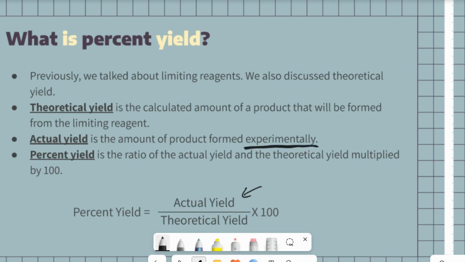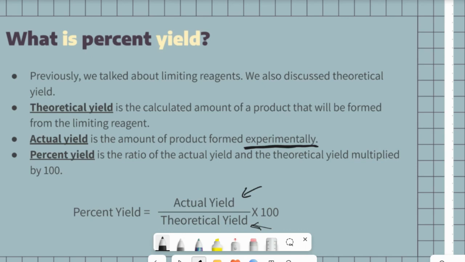The other is the theoretical yield. The theoretical yield is calculated using math and it's determined by how much reactant you have. If you have a certain amount of reactant, you can figure out I should end up with this much product. That expected amount of product is your theoretical yield. So the calculation for percent yield is relatively simple. Percent yield is the actual yield divided by the theoretical yield times 100.